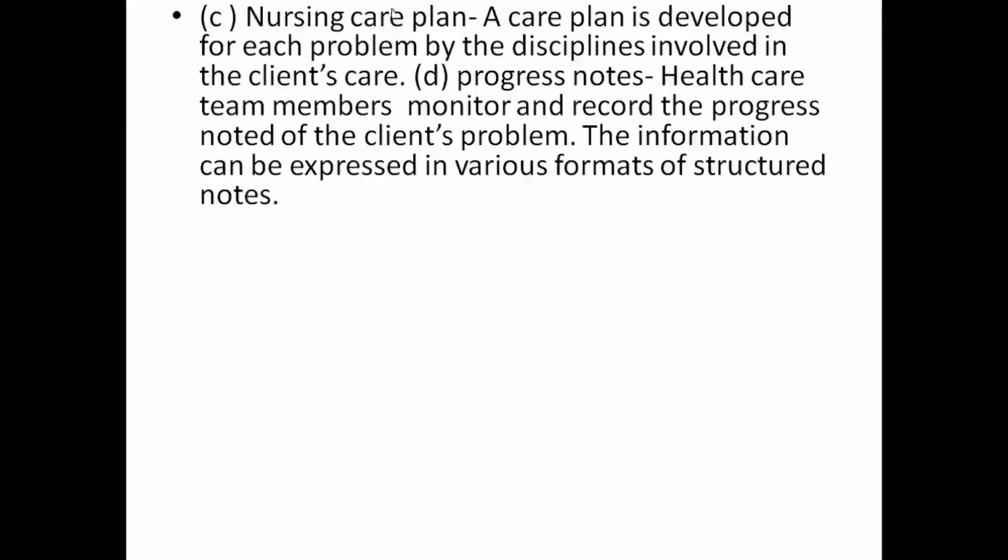The third one is the nursing care plan. A care plan is based on each problem by the discipline involved in nursing care. And the fourth one is the progress note. Healthcare team members monitor and record progress notes on the healthcare client's problem. The information can be expressed in various formal structured notes.